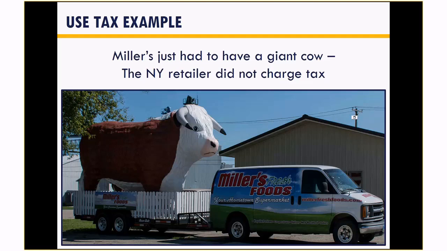This is a real grocery store. They actually do have this van and this gigantic cow. It passed me one day on the interstate doing about 80. I thought, now that is some marketing. And you have to think about this for a moment. So these folks at Miller's, they decided one day that they just had to have a giant cow. They sourced one. It was in New York. They got approval. They ordered this rather unusual piece of marketing. And our New York retailer did not charge them tax. This would be a typical use tax scenario.